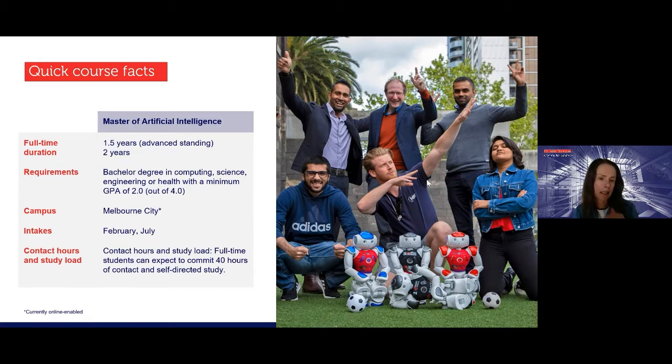There are intakes to the course at the start of the academic year in February, and also at the mid-year intake in July. There are some figures on the slide for the average contact hours and study load on a weekly basis for full-time students. There's a commitment of about 48 hours, both of face-to-face contact with academic staff and also self-directed study related to the course content.